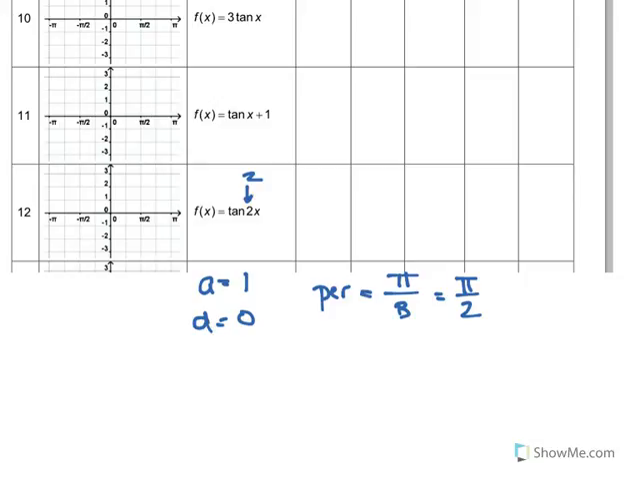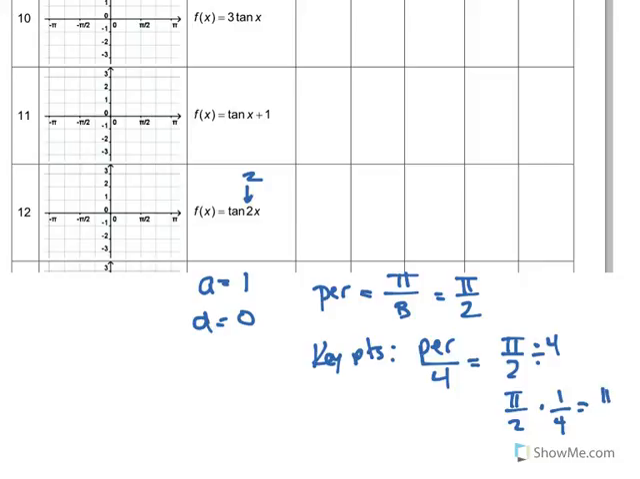Now, to get my key points, what I want to do is I want to get my period, and once again divided up into fourths. So when I do that, I get pi over 2, and when I divide it by 4, it's the same thing as pi over 2 times 1/4. So at every 8th pi, I have a key point happening.